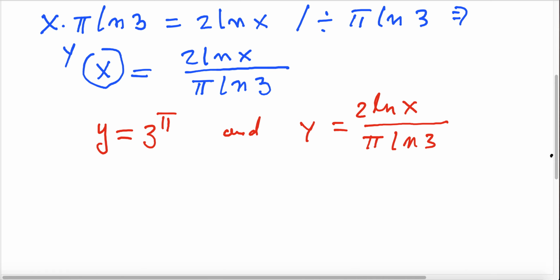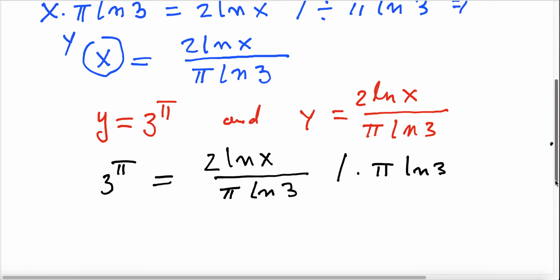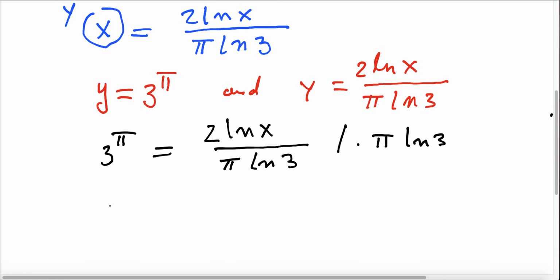So now let me write 3 to the pi is equal to 2 ln x divided by pi ln 3. And everything here we multiply by pi ln 3. If we multiply everything by pi ln 3, let me write this 3 to the pi in the front: 3 to the pi times pi ln 3 is equal to 2 ln x.